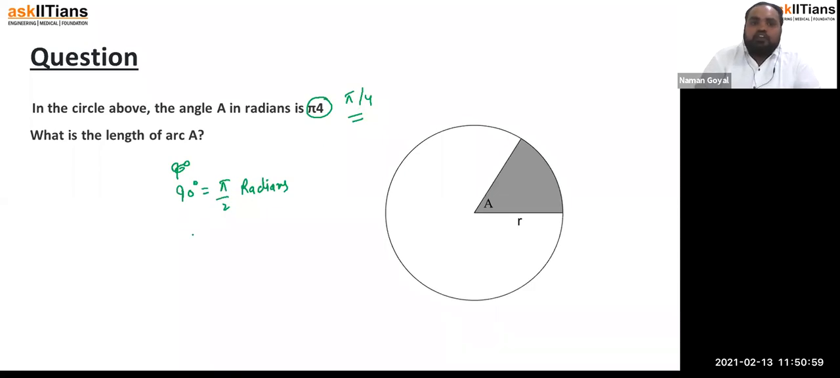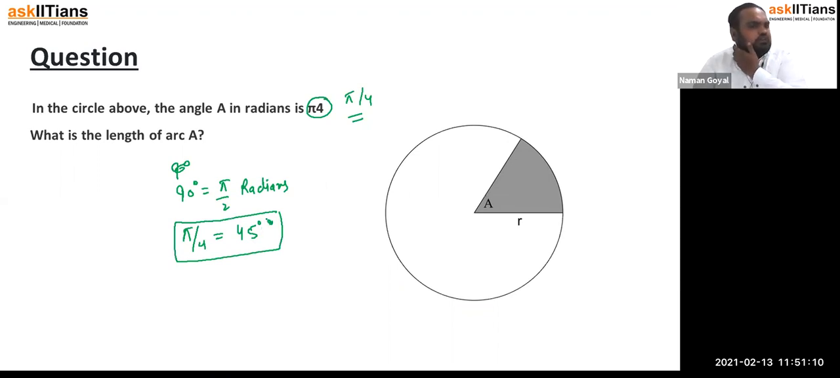So for pi by 4 radian, what we have to do is divide pi by 2 on both sides, so it will give 45 degree. You can solve this question by taking the angle in degree, or you can solve it by taking the angle in radian. If you take the angle in radian, in the formula theta upon 360 into 2 pi r, the 360 degree has to be converted to radian, so it becomes theta upon 2 pi. See, pi by 2 is 90 degree, 180 is pi, and 360 is 2 pi, isn't it?